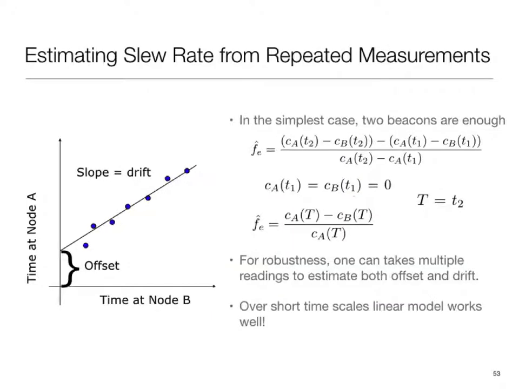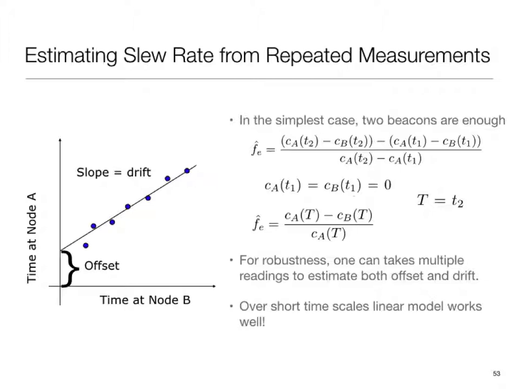If we make that assumption, then if I make multiple measurements in close sequence, the first measurement was measuring some offset. In the second one the offset has changed, but I'm assuming that over a short time distance that offset is growing linearly. So I'll have something like this, and the slope of this curve is going to give me the relative drift that is happening.